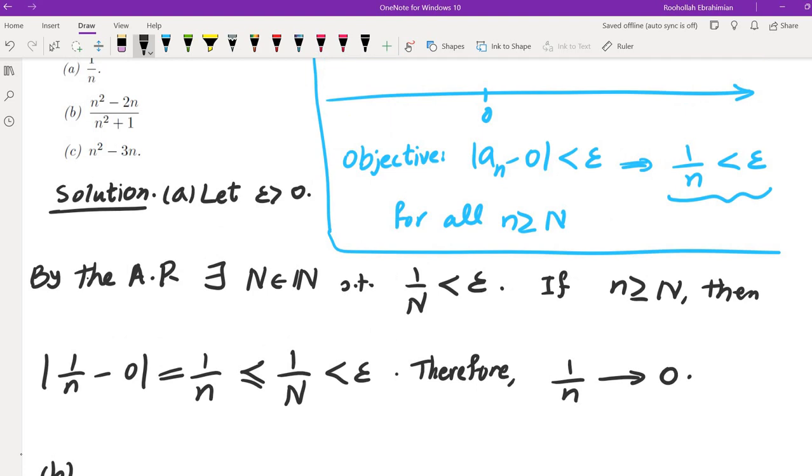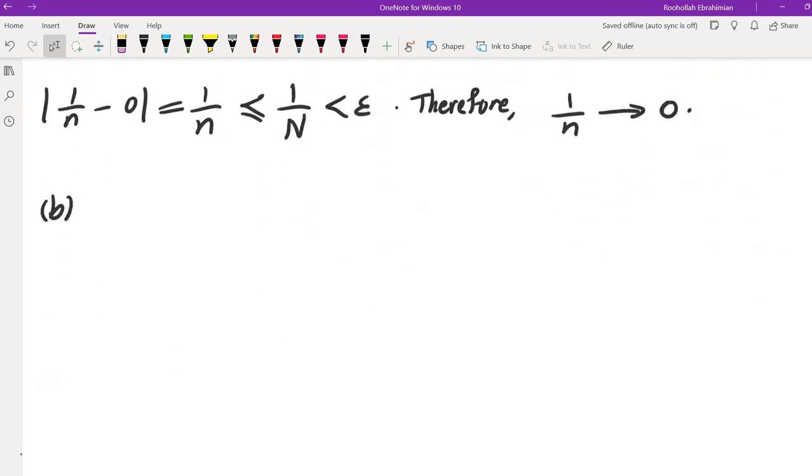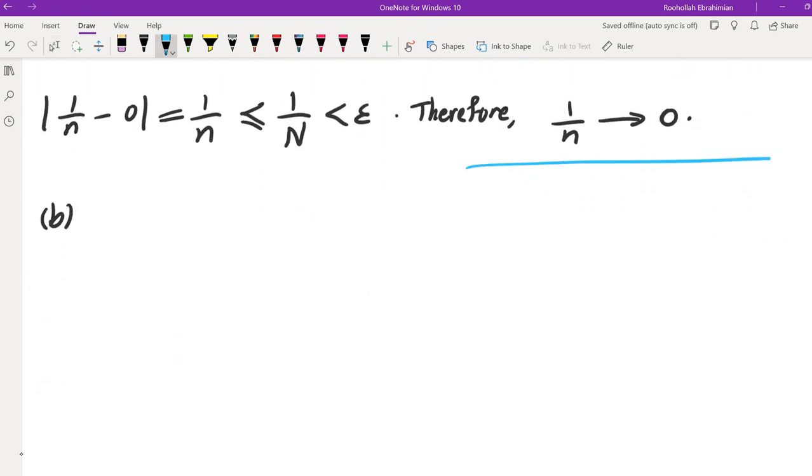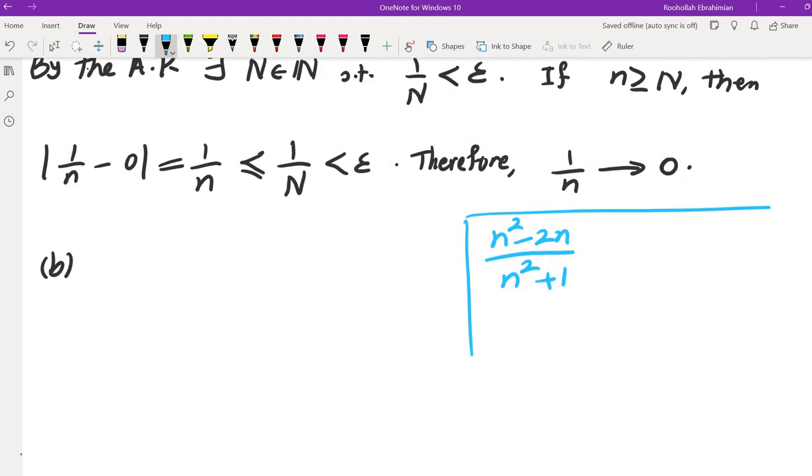Okay, so we're going to move on to the second part of this example, part B. Before we can prove the limit is equal to a given number that we think it is, we have to find it. Before we can actually say this is the limit, we have to find out what it is. Now, again, using what you have learned in single variable calculus: n squared minus 2n over n squared plus 1. I believe that's what it was, yeah.